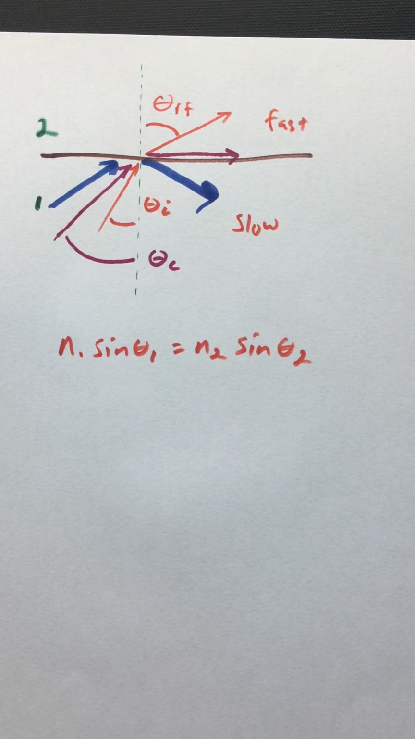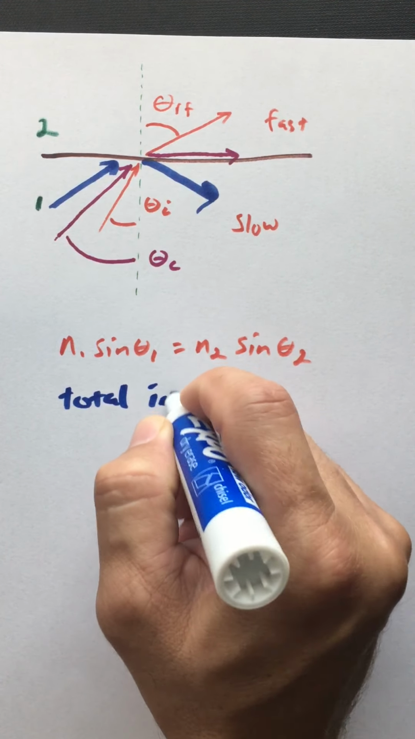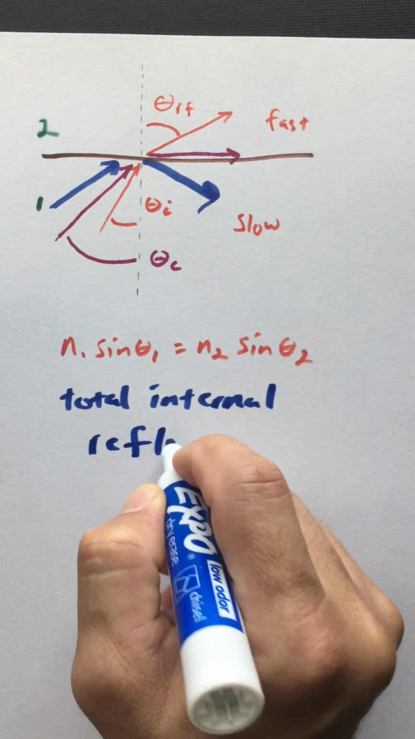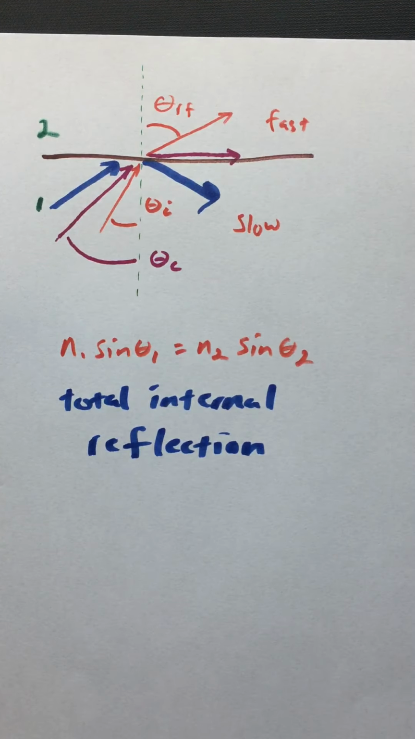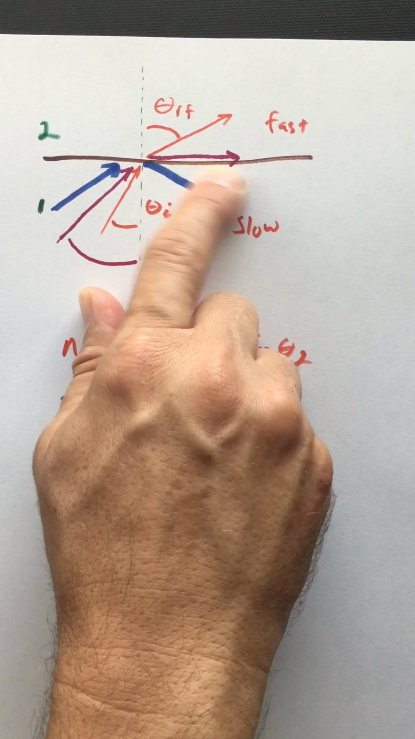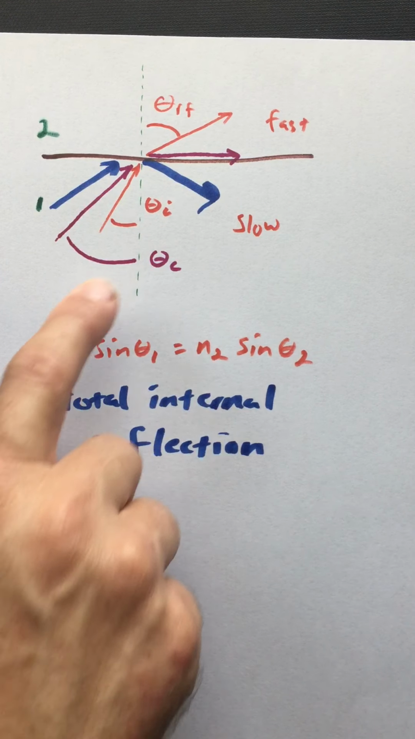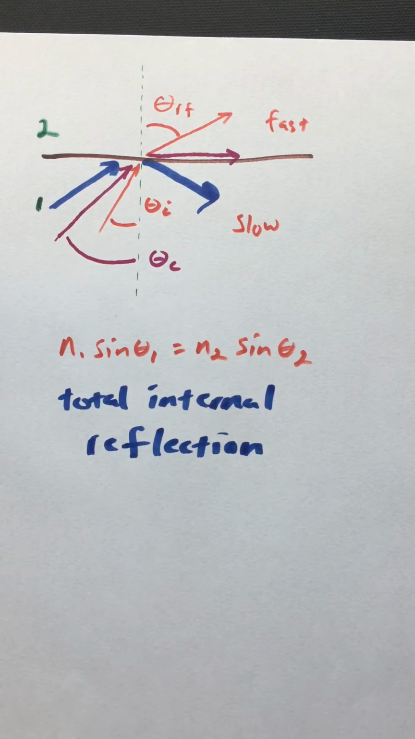This is called total internal reflection. Notice it only happens if I'm moving from a slow to a fast medium. If I'm moving the other way, I bend towards the normal and I never reach this point where the light is traveling parallel to the surface. But if I'm moving from a slow medium to a fast medium, I reach this angle, the critical angle, after which I experience total internal reflection.